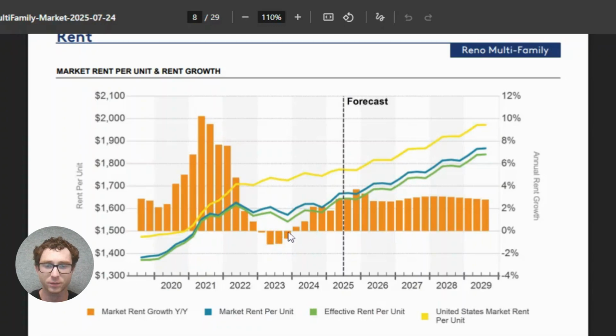And again, moving into 2024, 2025, there were still some properties being brought to the market, but not as much, which let rents start to grow a little bit. Over the next few years, there's not a ton of properties that are going to be delivered to the market, which is going to put a lot of pressure on the rent growth in the rental market. And we should start to see some pretty decent and steady rent growth.